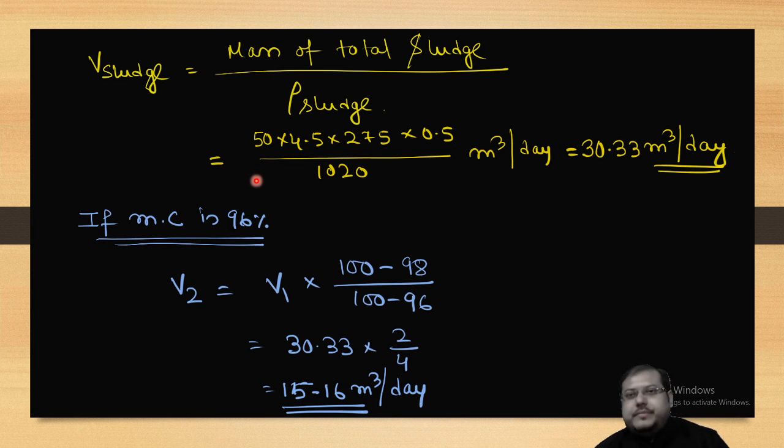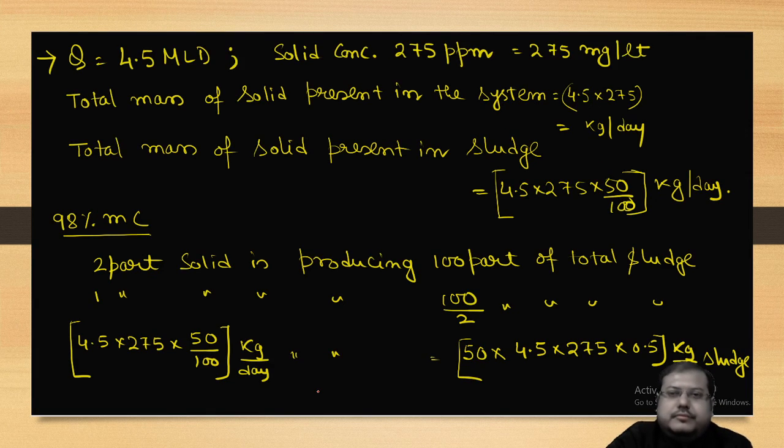So that is coming as 30.33 meter cube per day. If the moisture content is 96%, then you will get the volume as 15.16 meter cube per day. It's point not minus. Let's have a look.